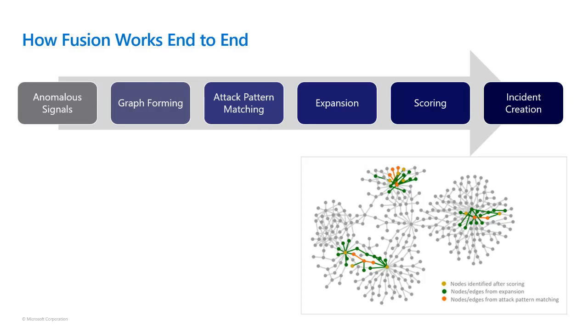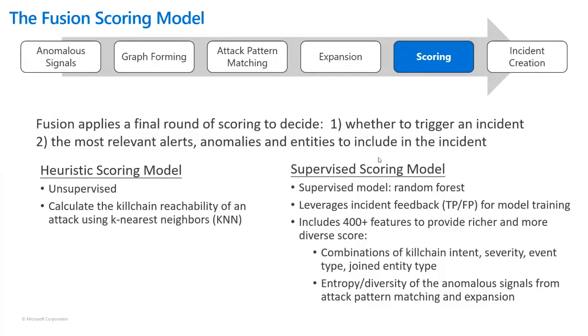So the nodes and edges that remain green are currently not included in a Fusion incident, to help you further reduce the noise. The goal of the last round of scoring is to really focus on the highest fidelity detections and help you speed up the investigation with the most relevant information. With this goal in mind, our Fusion team worked on improving the scoring model and released the update a couple months ago. I'll talk a bit about the old model and the new scoring model that's currently running.